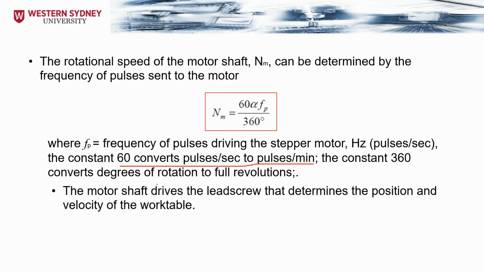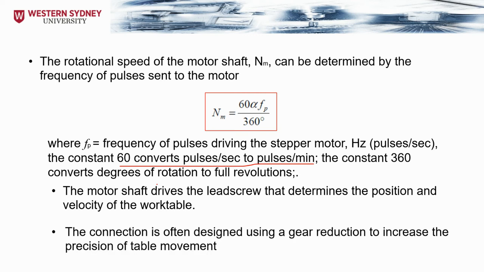The motor shaft drives the screw that determines the position and the velocity of the work table. The connection between the motor and the lead screw usually uses a gear reduction to increase the position accuracy of the table movement. Now, what does the gear reduction do? It's going to reduce the RPM but increase the torque.